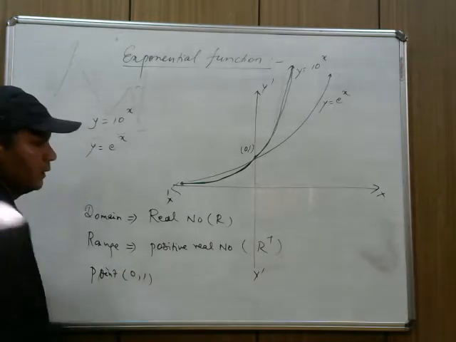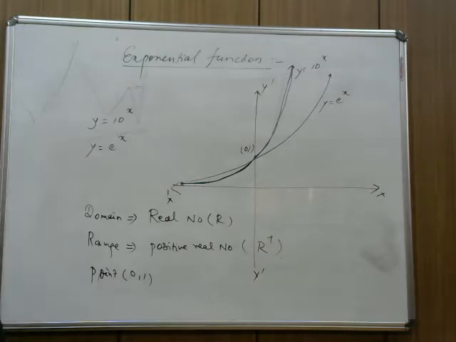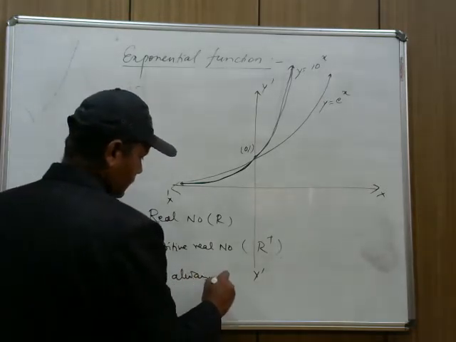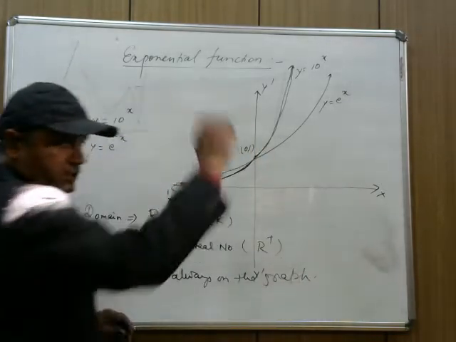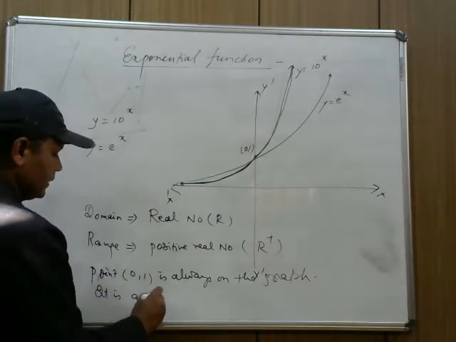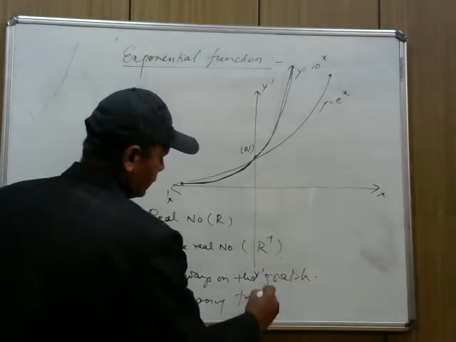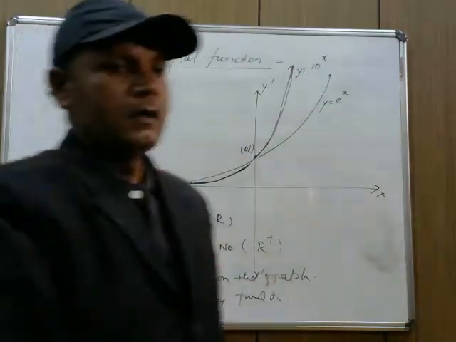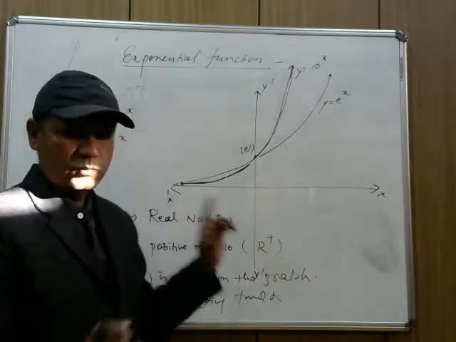Point 0 comma 1, which is on the y-axis, is always on the graph of any exponential function. Fourth thing, it is an increasing function. It is an increasing function. See the graph, it goes up, and it is a continuous function. Right? This point is clear.